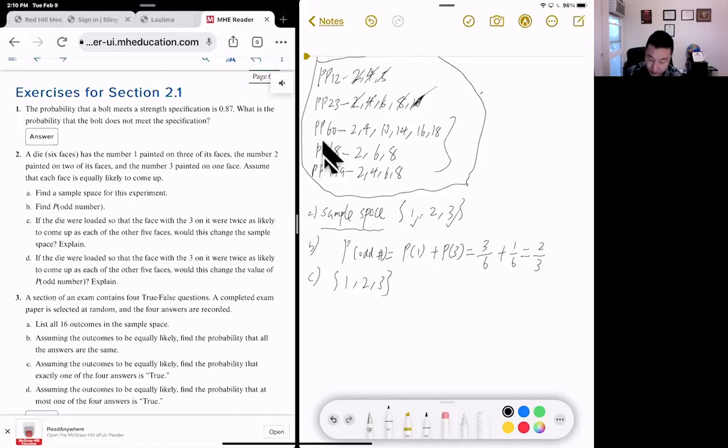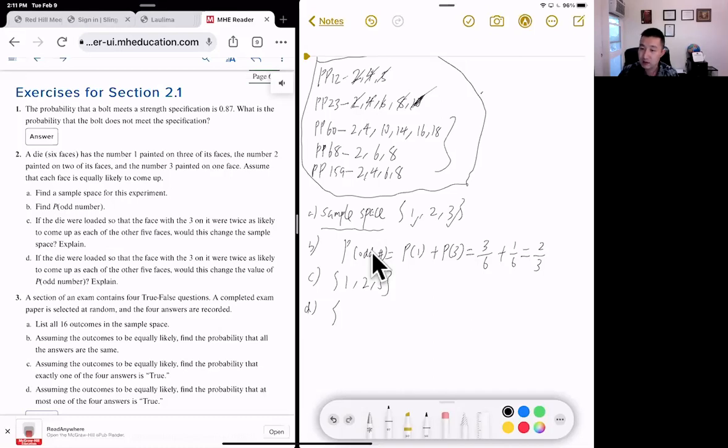But the probability that we have 3 will change. This is how part D asks: if the die were loaded so that the face with the 3 on it were twice as likely to come up as each of the other 5 faces, will this change the value of P(odd number)? Okay, so if that's the case, P(odd number)... Okay, hold on a second. Somebody wants to join us?